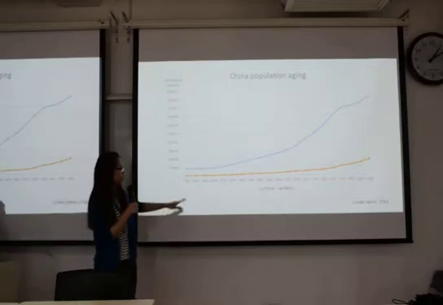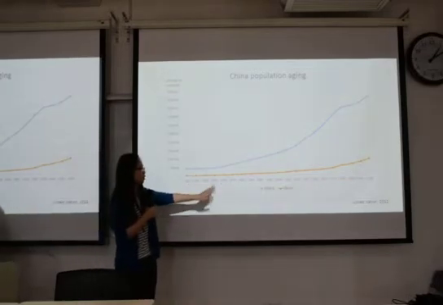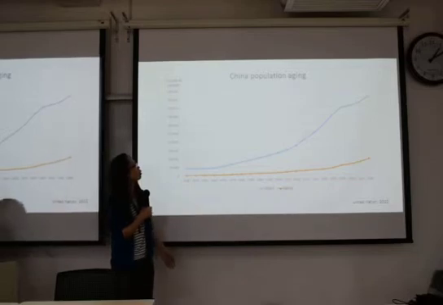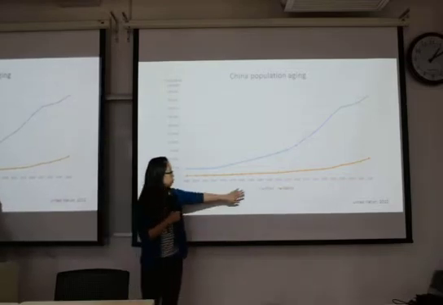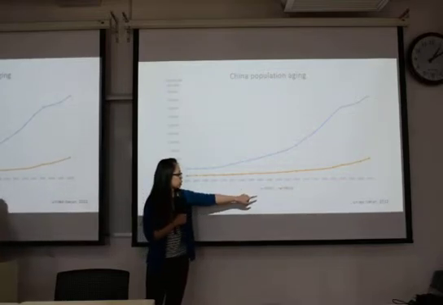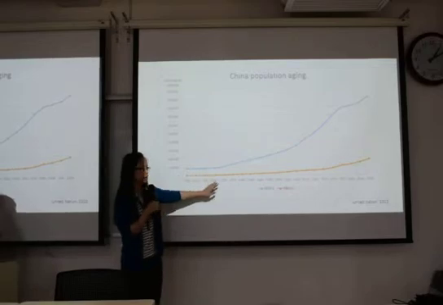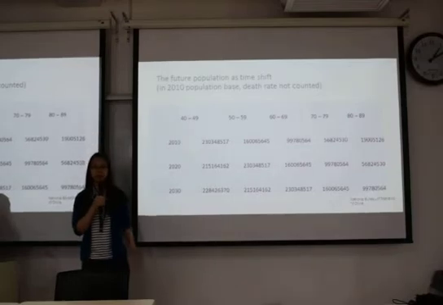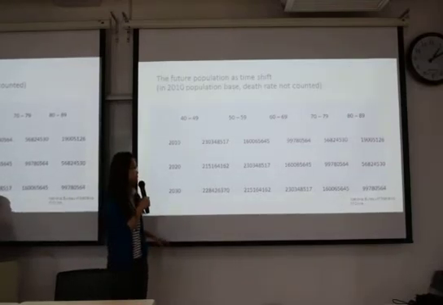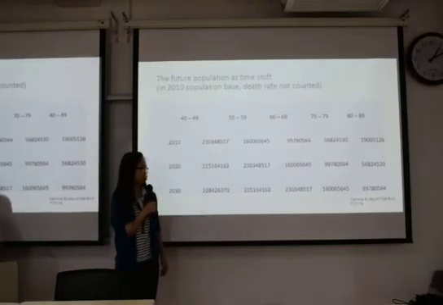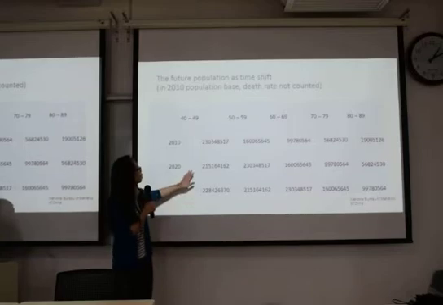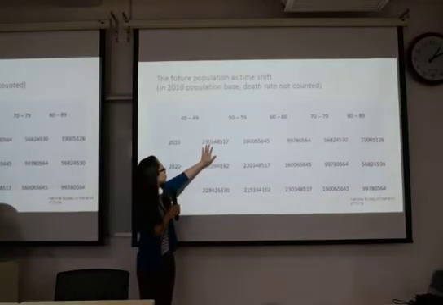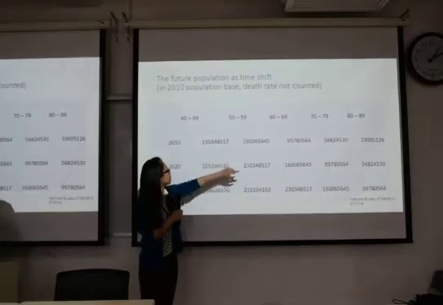This one is basically the trend of the aging population of China. The pool is the population above 60 years old, and that one is above 80. So you can see that the number is increasing. This chart's data is from the National Bureau of Statistics of China. I just moved the numbers from one year to the next.